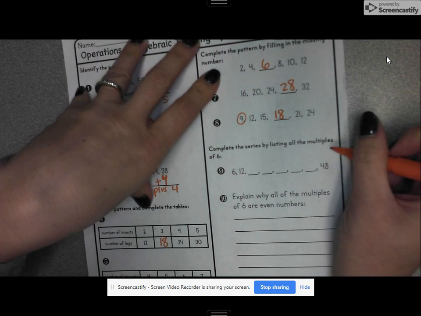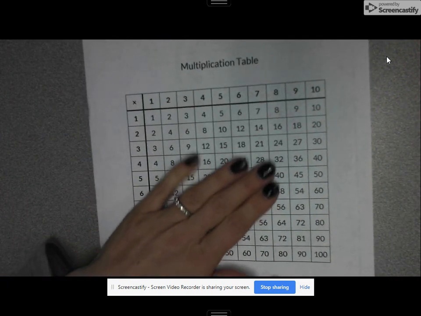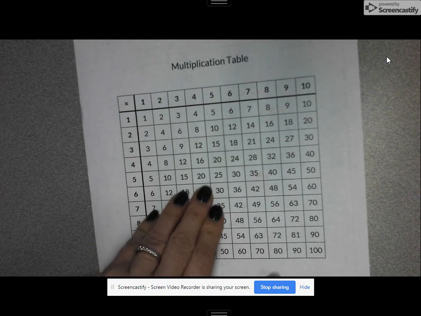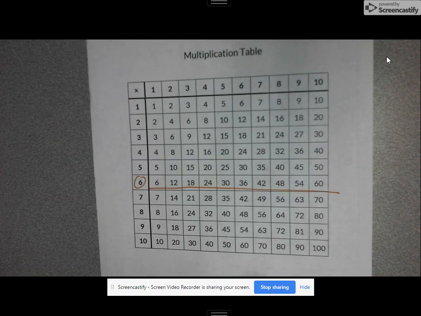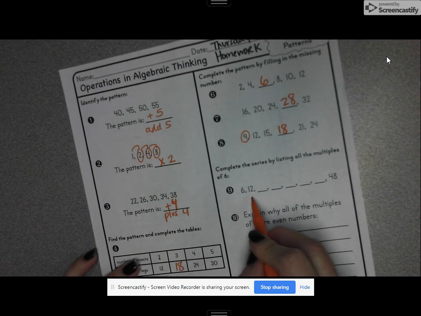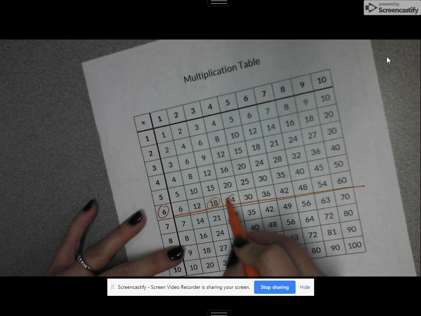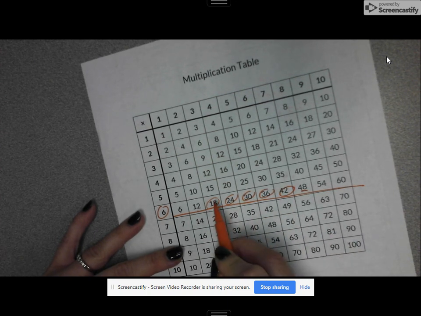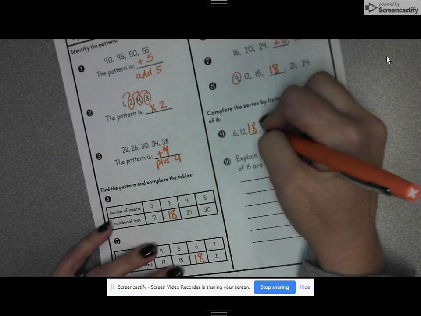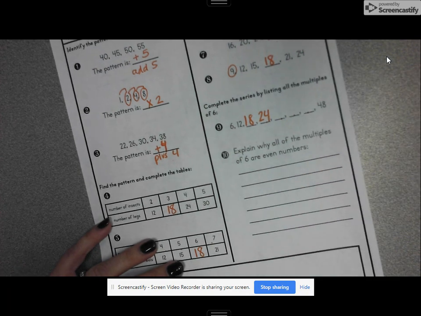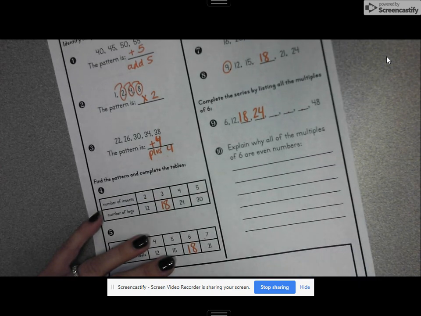All right, complete the series by listing all the multiples of 6. Also, on the back of this homework is a multiplication table, and they will have this to use on their quiz as well. So for multiples of 6, they can look at the 6's if they don't know their 6 times tables yet. We have 6, 12, and then we have 1, 2, 3, 4, 5 blanks until we get to 48. So we have 6, 12, 1, 2, 3, 4, 5, and there's our stop number. So 18, 24, 30, 36, 42 is what they would fill in there. Like I said, they can use a chart, and they'll have a chart to use when they're doing these types of problems for an assessment.